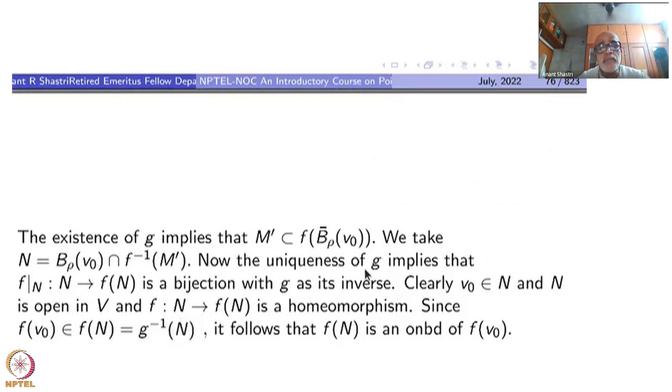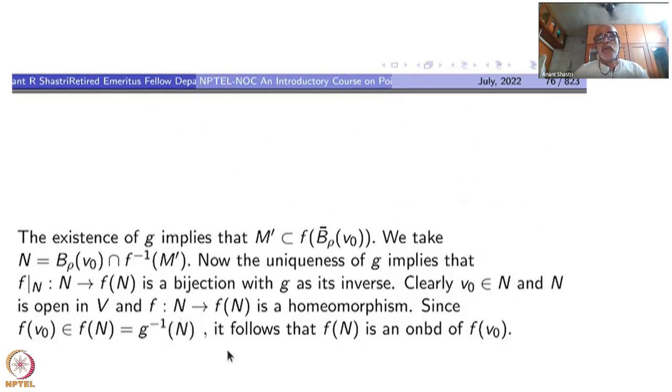The uniqueness of G implies that this map, now restricted to N, from N to F(N), is a bijection because F composed with G is the identity. I told you that G is the right inverse of F, or F is the left inverse of G. But now G is unique, so F must be injective also. So F is a bijection with G as its inverse. Why not? So I have already told you that V naught is inside N and N is open inside V. F from N to F(N) is a homeomorphism. But why is F(N) open? F(N) happens to be just G inverse of M prime because G composed with F is the identity.